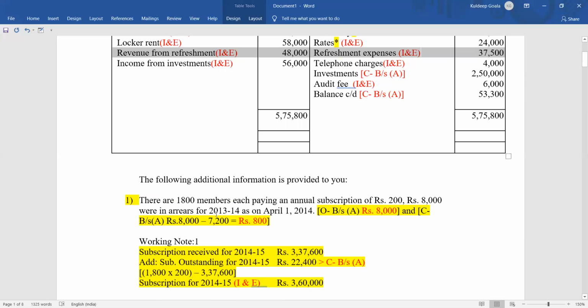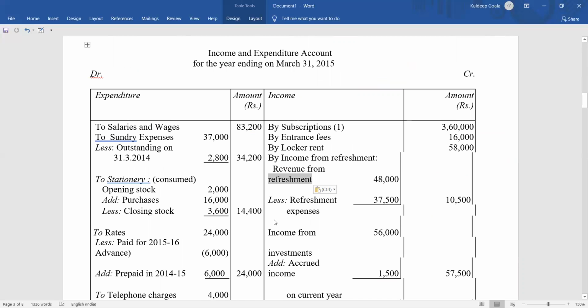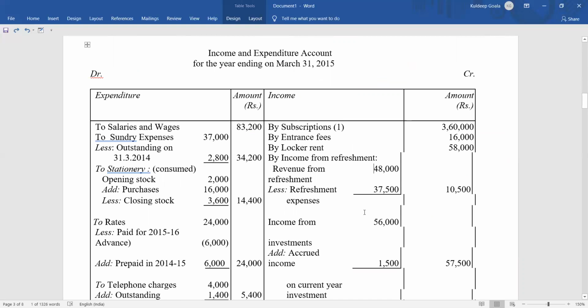So it will be like this: buy revenue from refreshment or buy income from refreshment. What you have to do? You have to just find out 2 things. One, the revenue from refreshment. Revenue from refreshment is 48,000, isn't it? And again the refreshment expenses was 37,500. So the net figure of 10,500 is appearing here. 10,500 will appear in the income side.